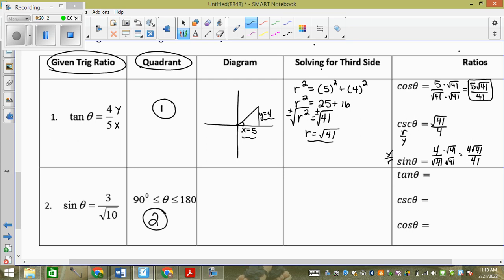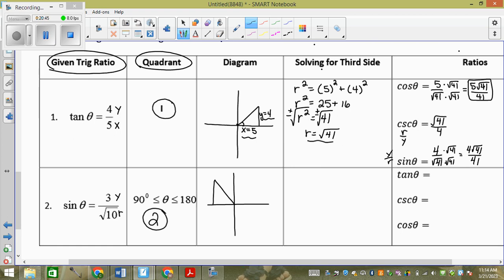Now what is this? So it's sine. So what are these? Y and R. Okay. Well, I kind of can't draw it currently. Why can't I draw it currently? I don't know that. I do know it has to be in quadrant 2, so x is going to have to be what? Negative. That's why I like drawing them, because it will help me out.